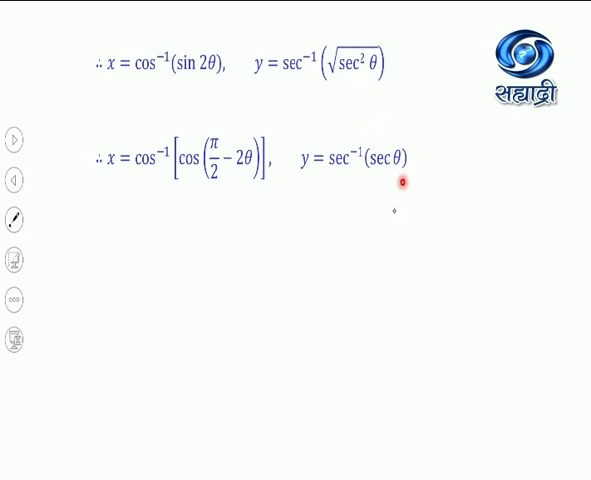And here sec inverse of sec theta, because in the square root of sec square theta, root and square get cancelled, and we write sec theta only. Now in the next step it becomes theta, because sec inverse sec theta is nothing but theta. So here y equal to theta, and cos inverse cos theta is again theta, so theta equal to pi by 2 minus 2 theta. So we get x equal to this and y equal to theta. Now we write pi by 2 as it is, minus 2, and now we resubstitute the value of theta, that is tan inverse t.